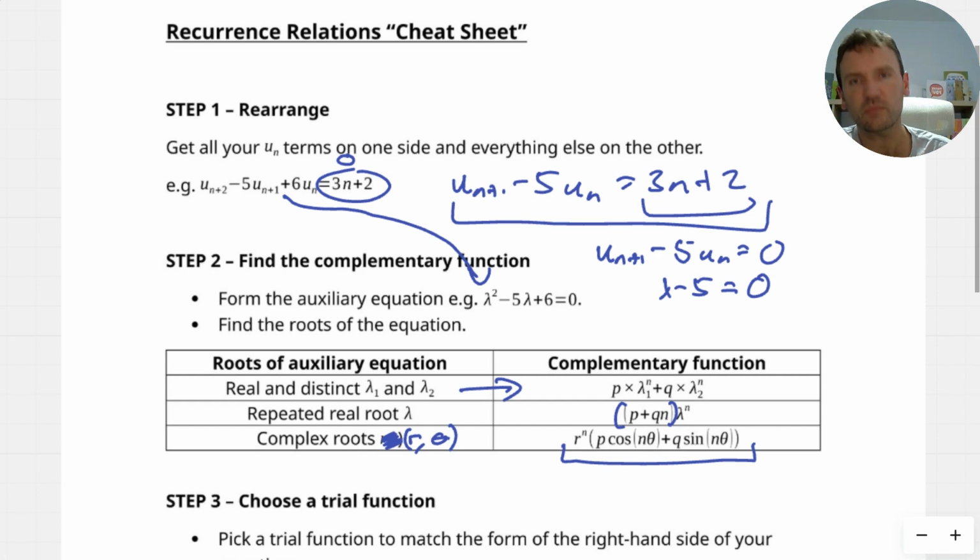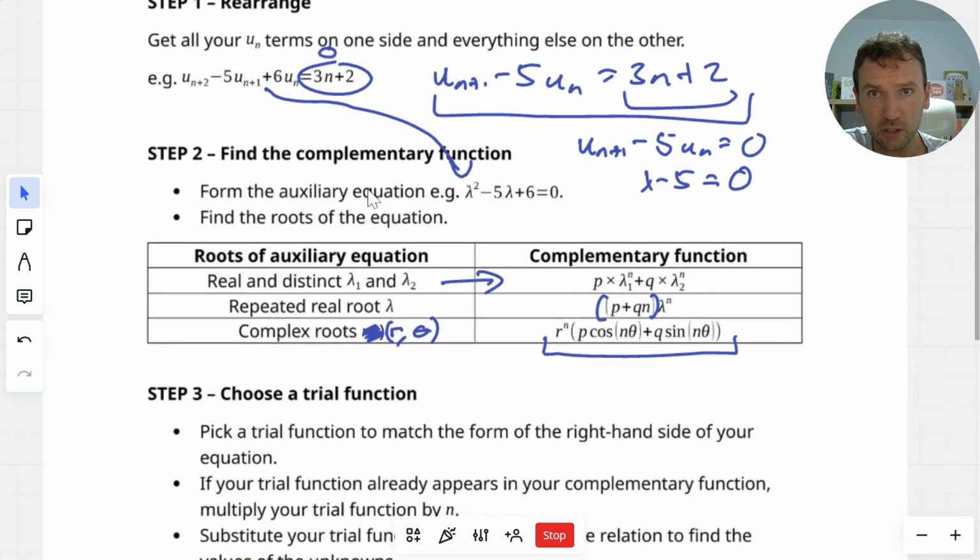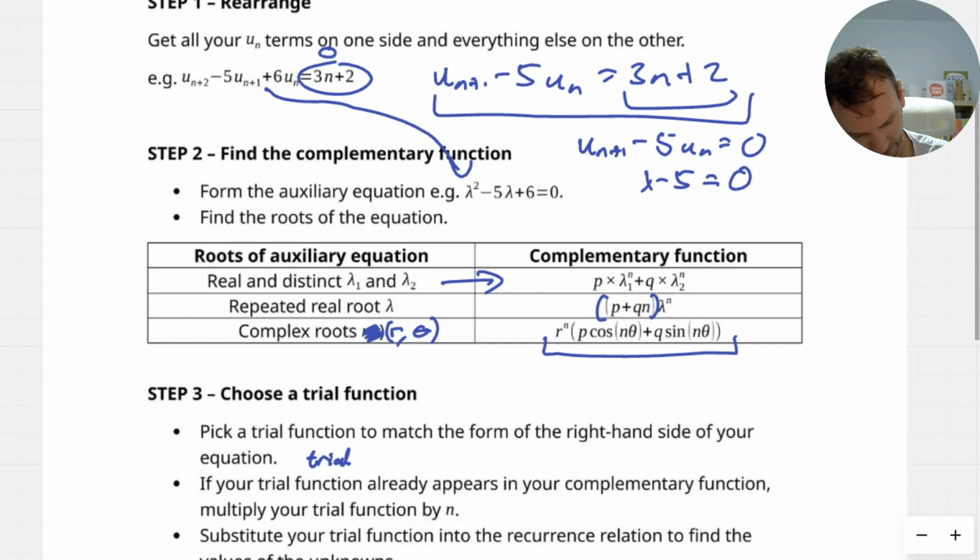So that's us having solved the homogeneous equation, as in the left-hand side equal to 0 rather than equal to this complicated thing on the right-hand side. The next stage is to pick a particular function. That's one thing that solves the specific case of giving us the right-hand side. So you're going to look at the form of the right-hand side. In this case, we've got this function 3n plus 2. This is a linear function, so you'd guess, in this case, your particular function would be an plus b.